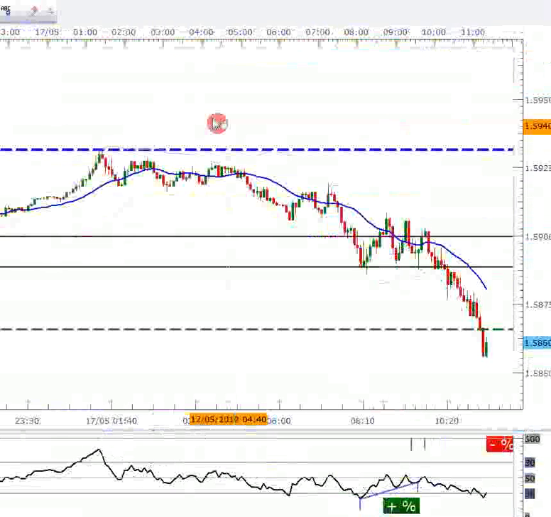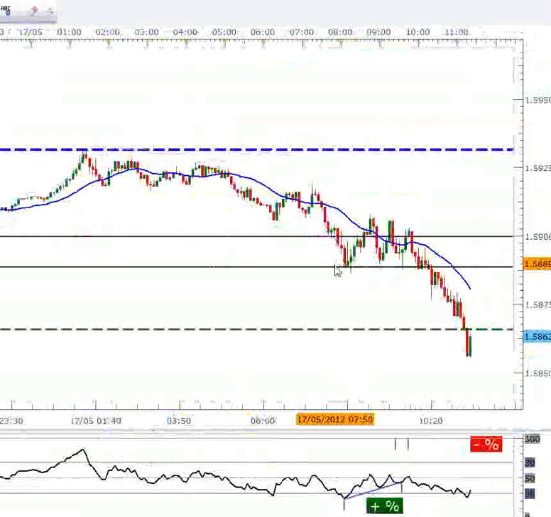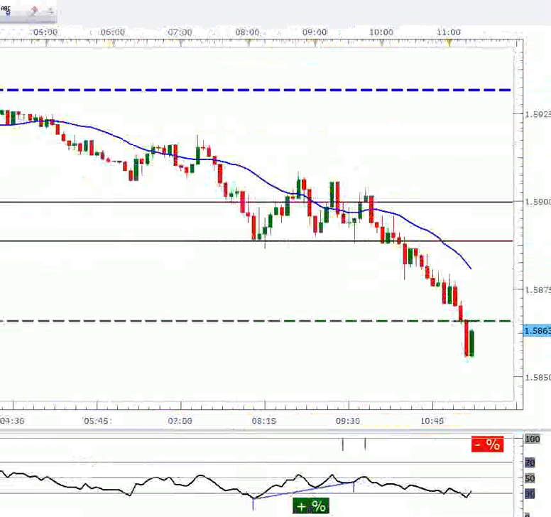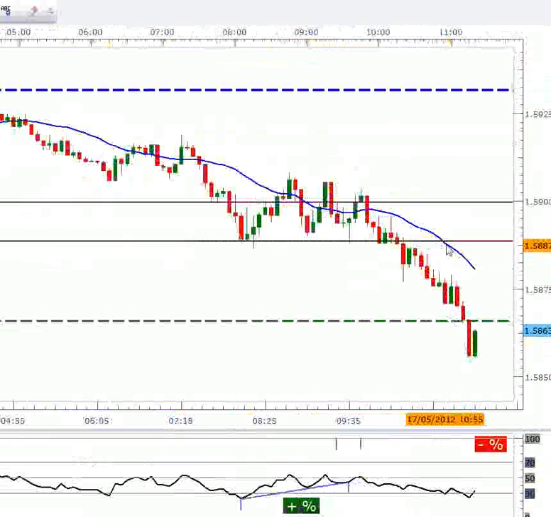Cable, pound to the US dollar. You can see we just broke the previous day's low, this green line. We had support on it there, support again, and then just smash the pieces. When I say smash the pieces, we're only down from one spot, 5888 down to 56, so we're down like 30 pips there.